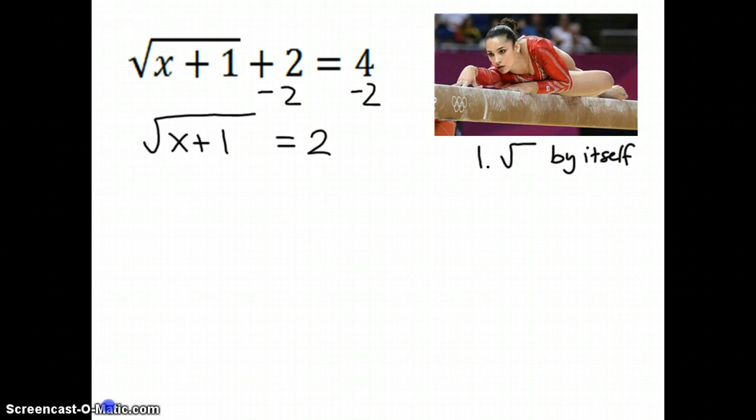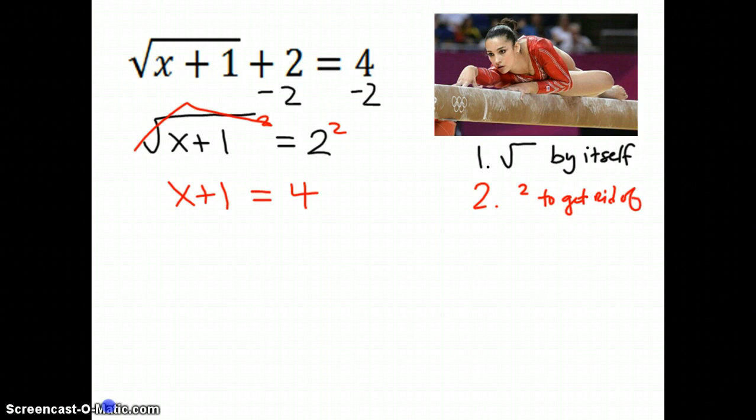Once you have that, we're going to square both sides to get rid of that radical. Those cancel. X plus 1 equals 4. So square to get rid of that radical. Finally, solve for x. Subtract 1 from both sides. X equals 3. Solve for x.